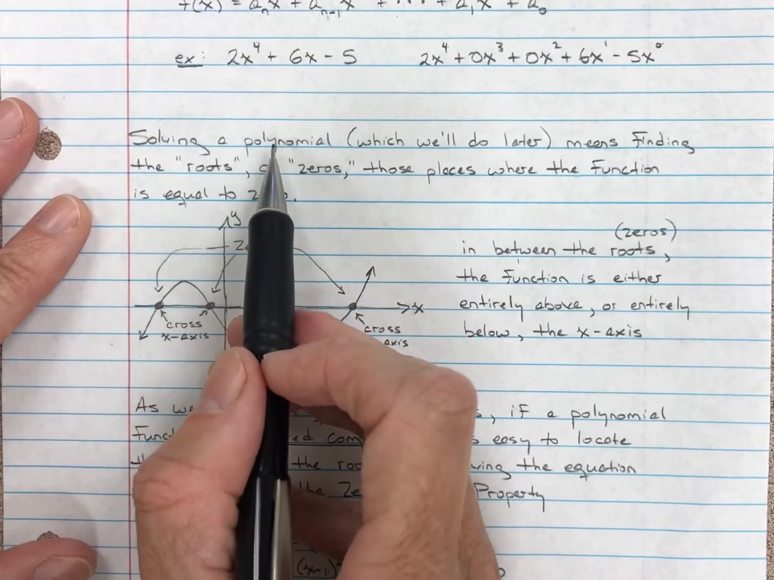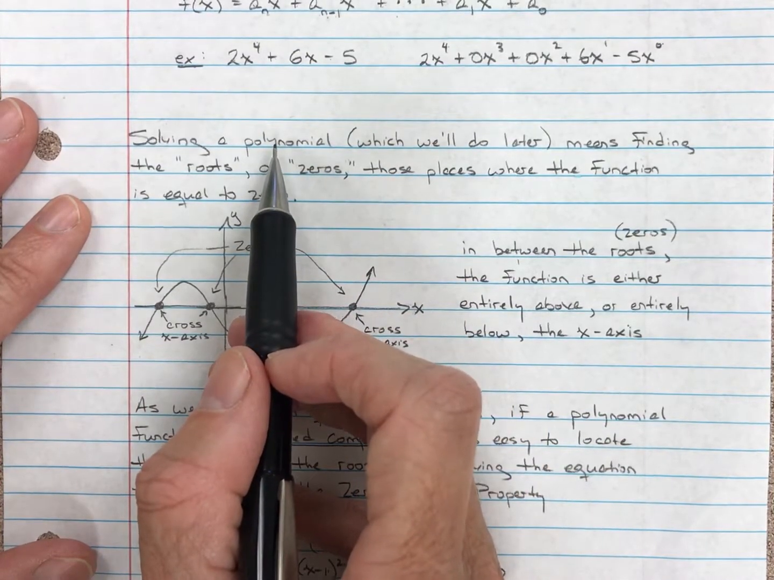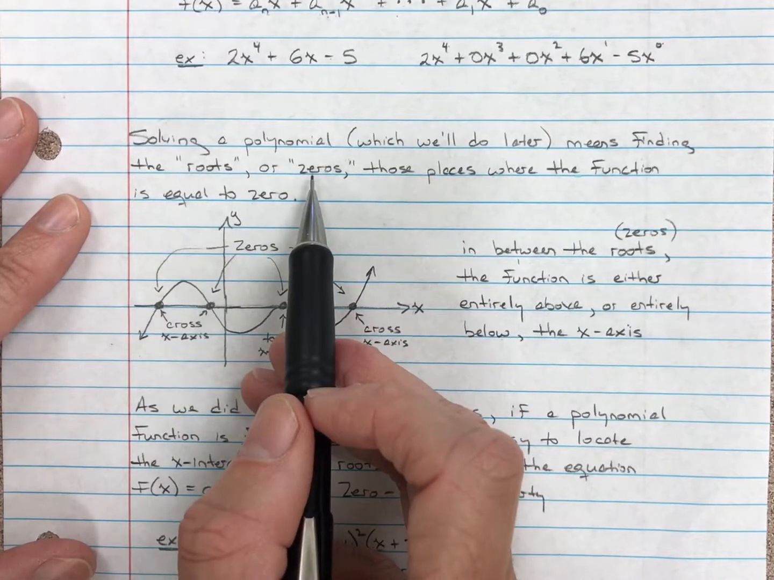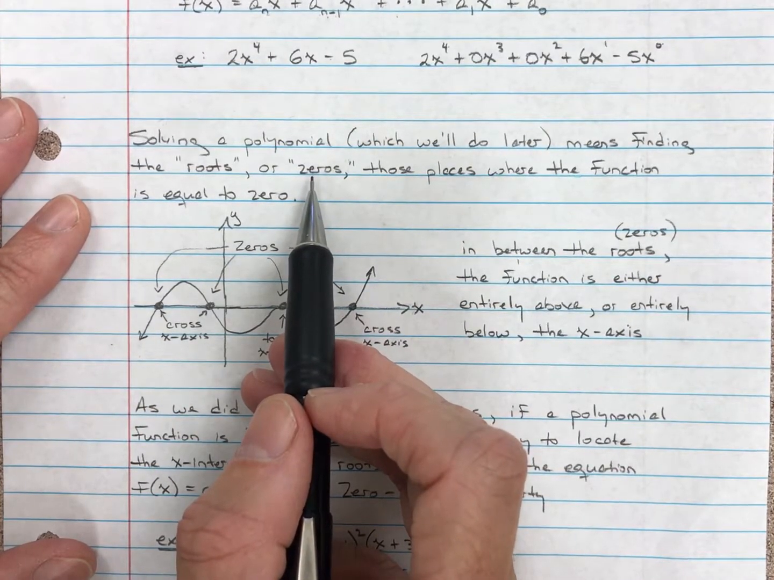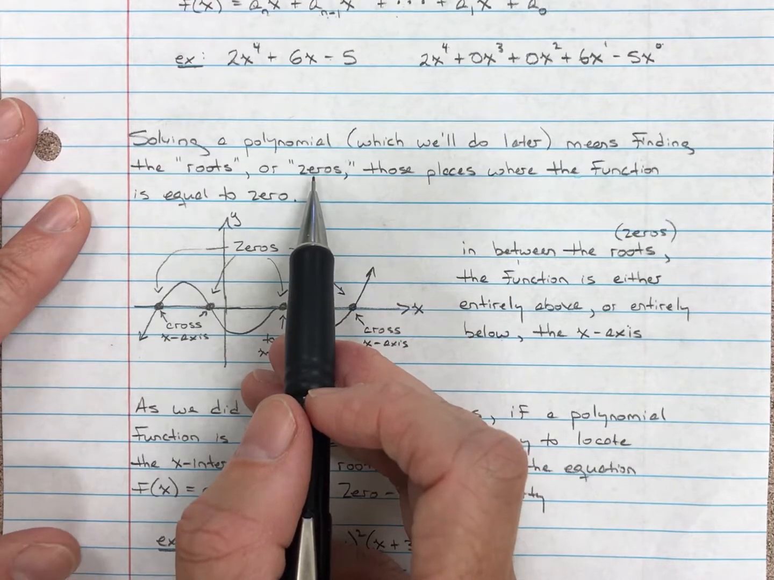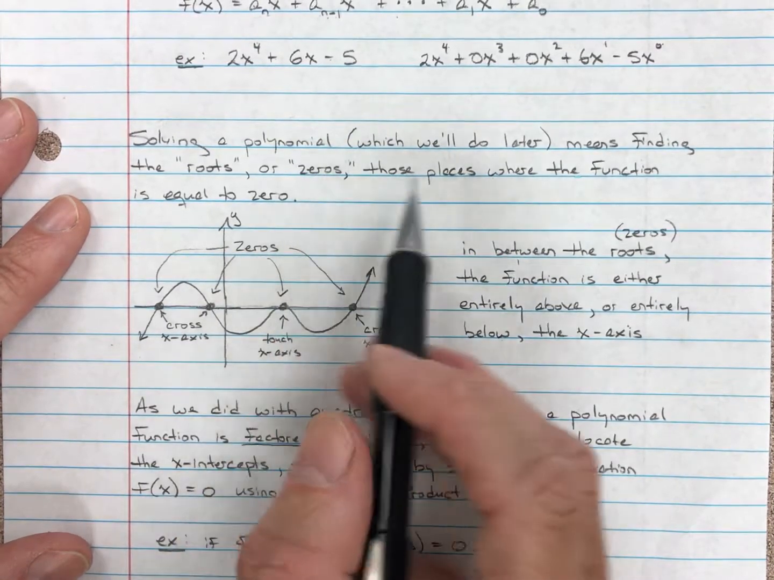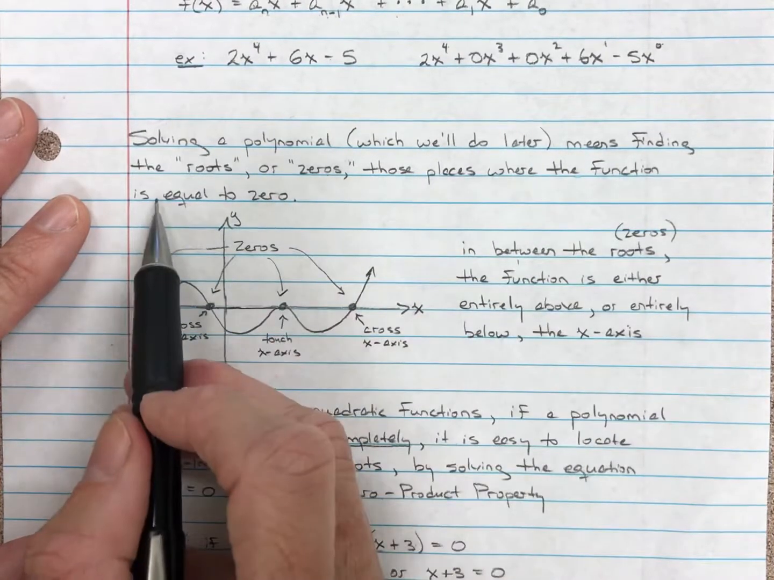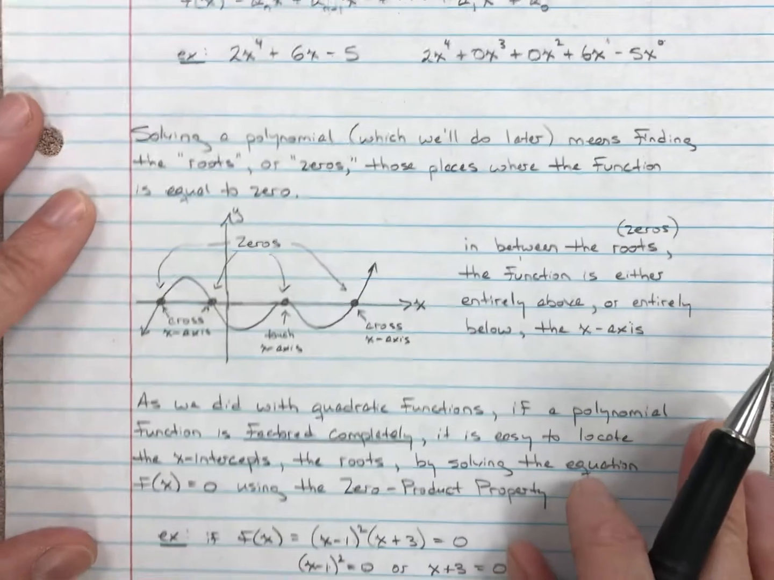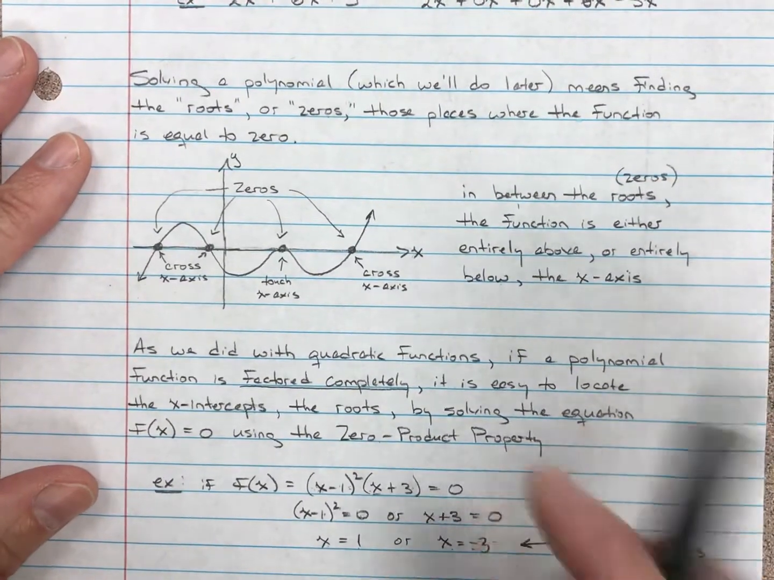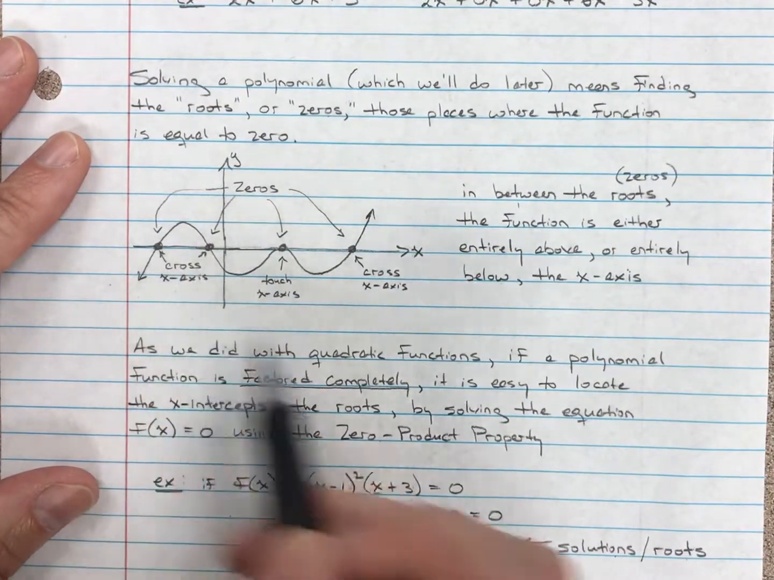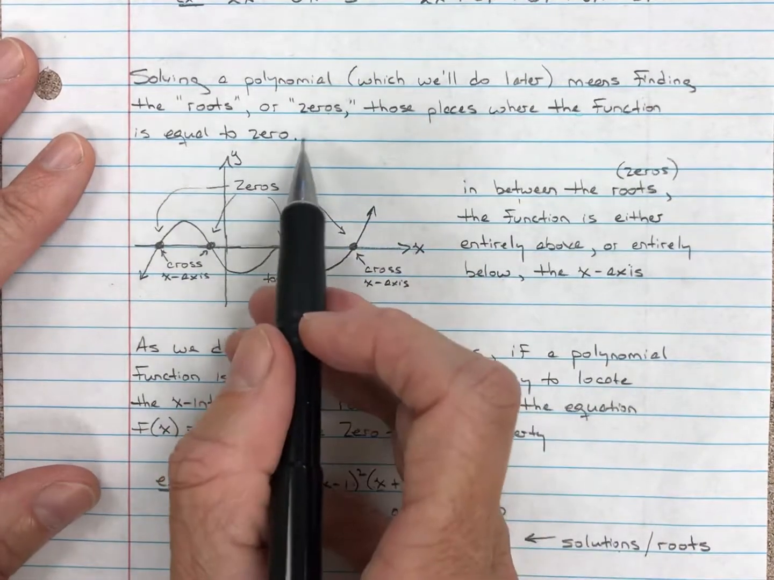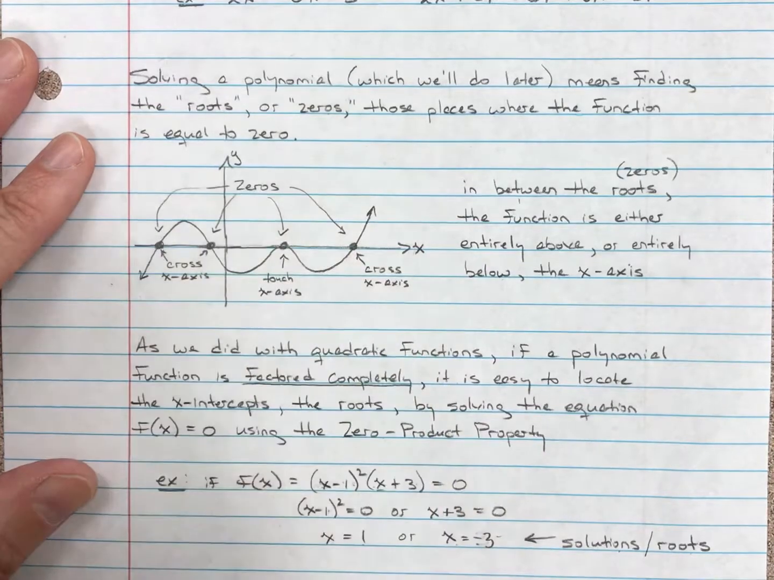What that means is, just like we did with solving quadratics, we're finding the roots or finding the zeros of the polynomial. Again, just like quadratics, because a quadratic is a polynomial. The zeros, or the roots, are those places where the function is equal to 0. Those places where the function crosses or touches the x-axis, the x-intercepts, are our zeros or our roots.